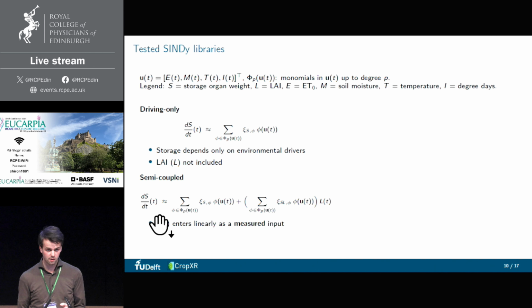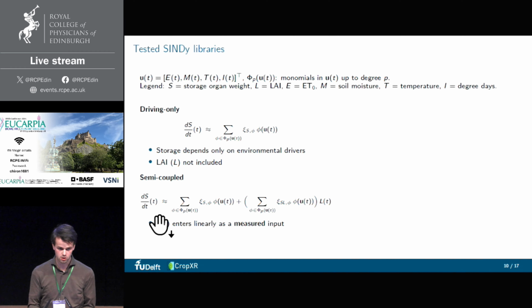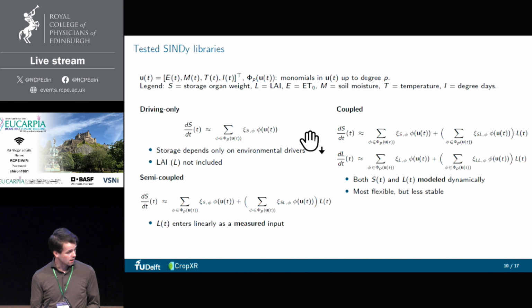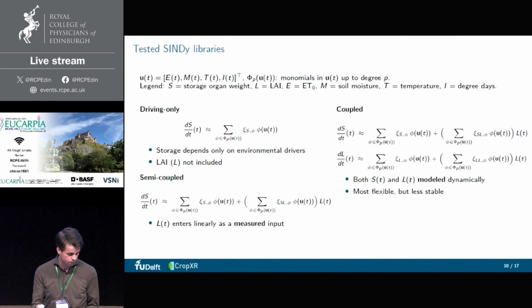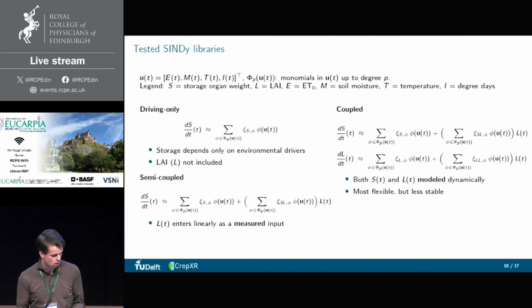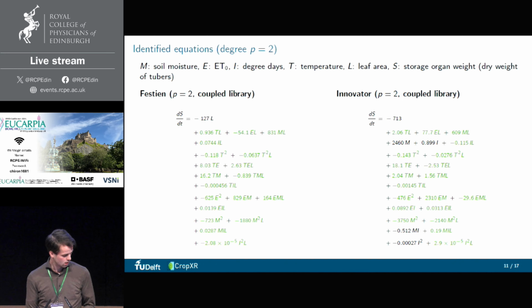And it's important to note here that the L is given as a measured input. So we don't model it yet, it's just a measured input. Then in the coupled approach, we model both the S and the L. So the nice thing about this approach is that we can model both the growth of the storage organs and of the leaf-area index, just as a function of the time series of the environment, without any other inputs.